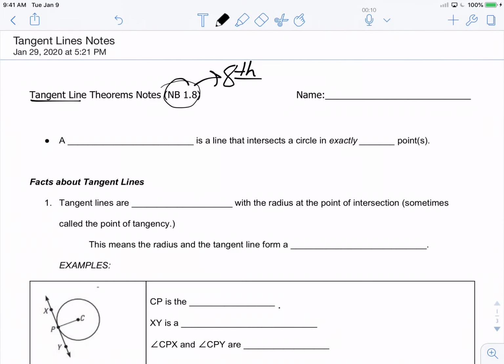Just to review, a tangent line, this is your vocabulary term. It's a line that intersects a circle in exactly one point. Okay? So since it only intersects in exactly one point, it's going to be perpendicular with the radius at the point of intersection. Sometimes that is called the point of tangency. Okay, so this just means, basing this off your definition of perpendicular, they form a right angle.